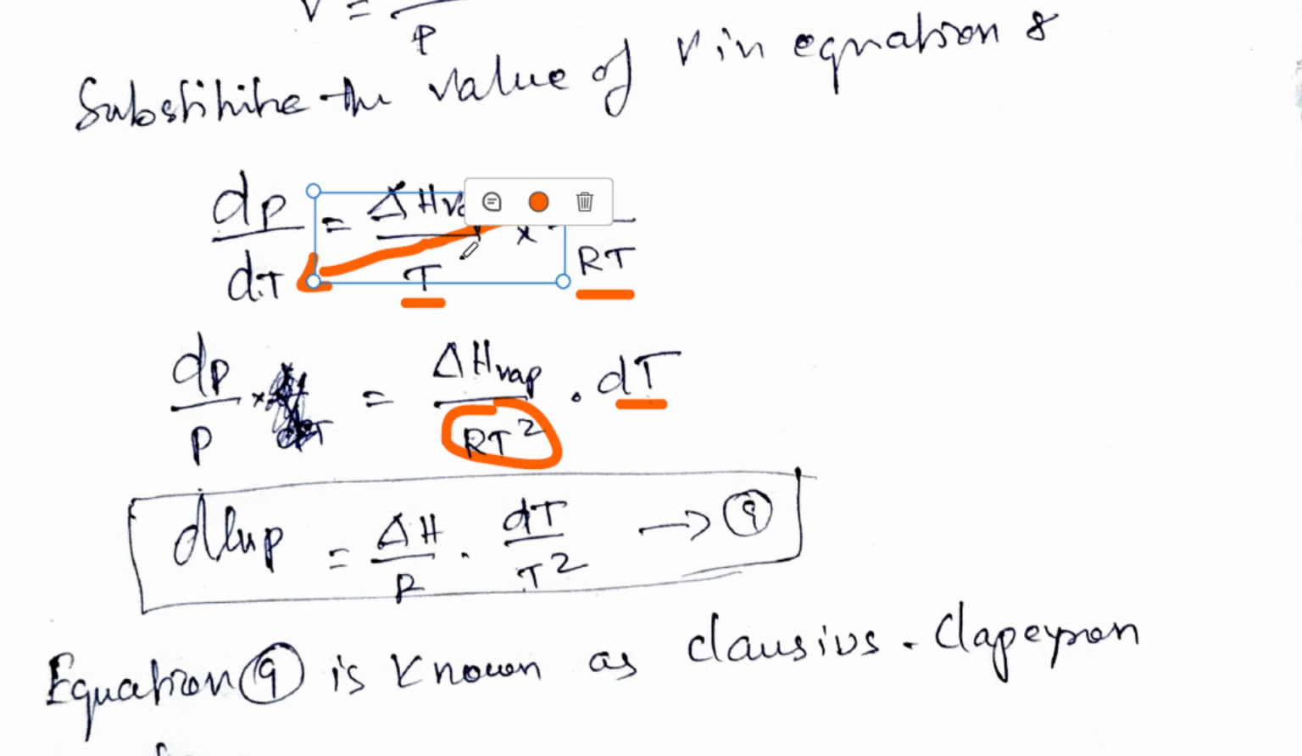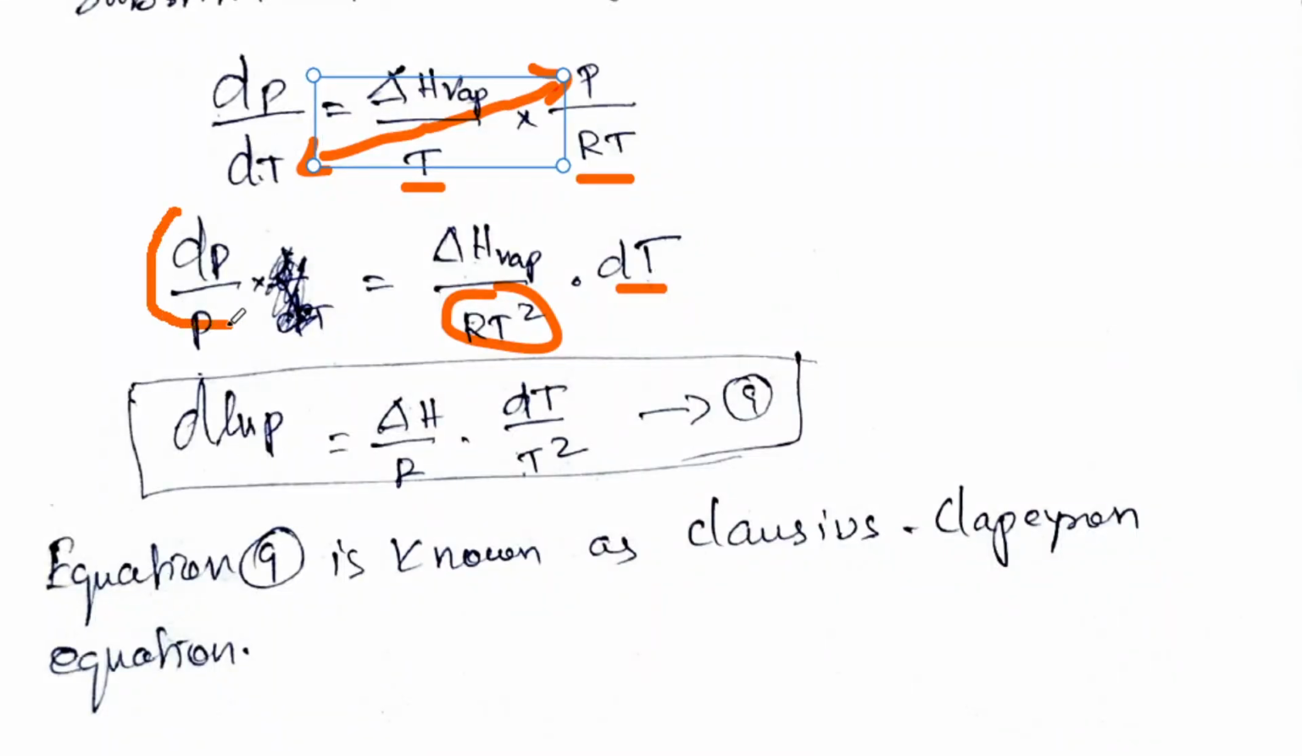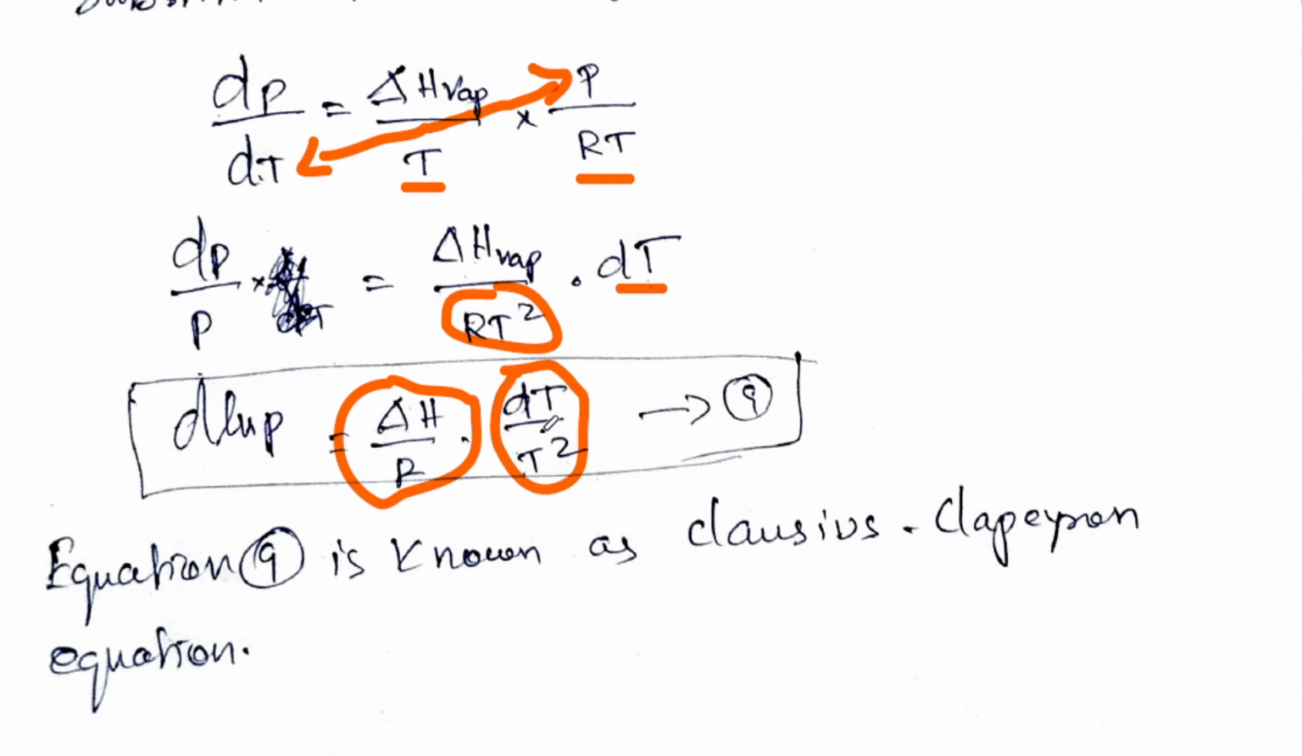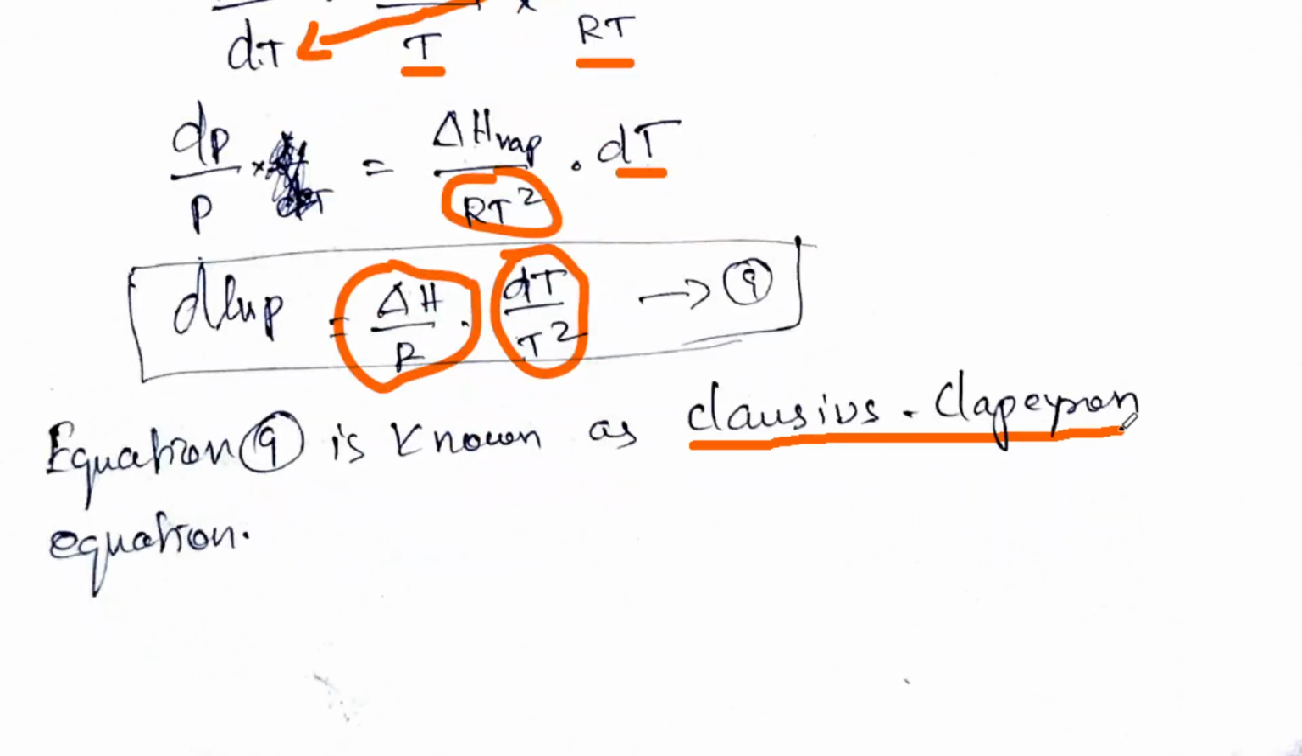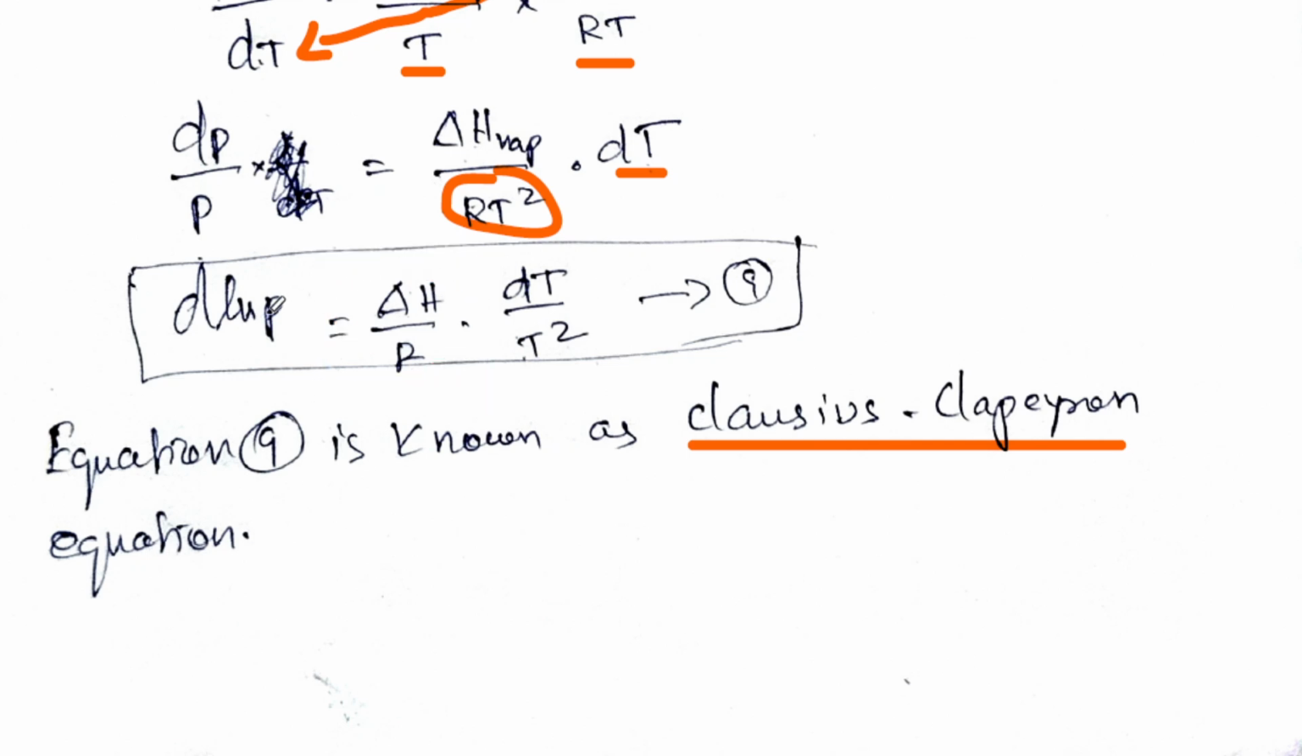Now dP by P can be written as d ln P, and that equals delta H by R and dT by T square. I separate this T, both are the same. This equation is known as the Clausius Clapeyron equation: d ln P equals delta H vaporization by R into dT by T square.